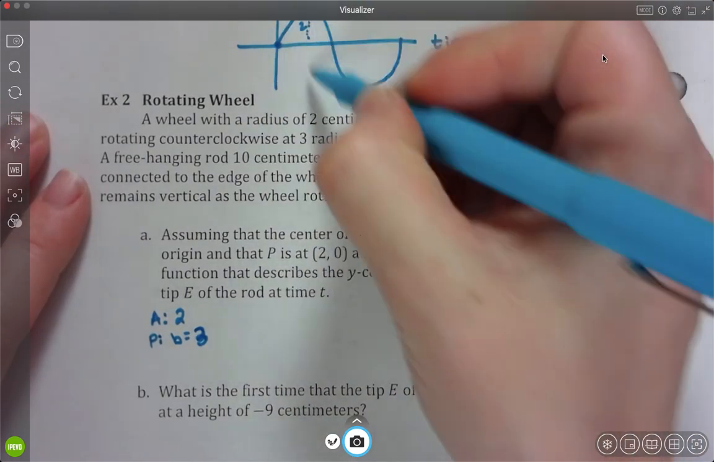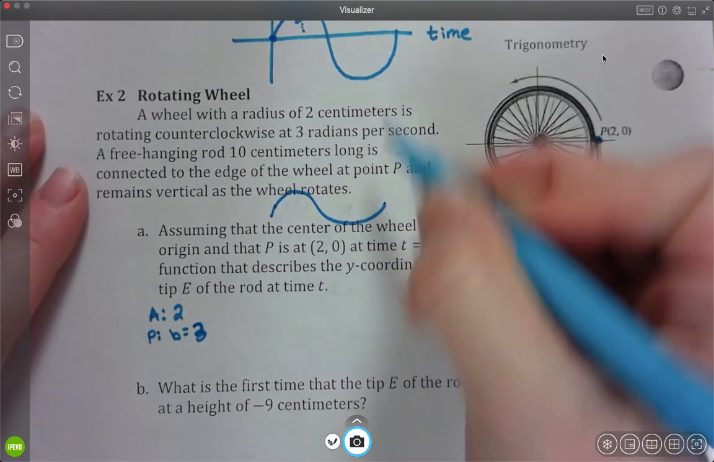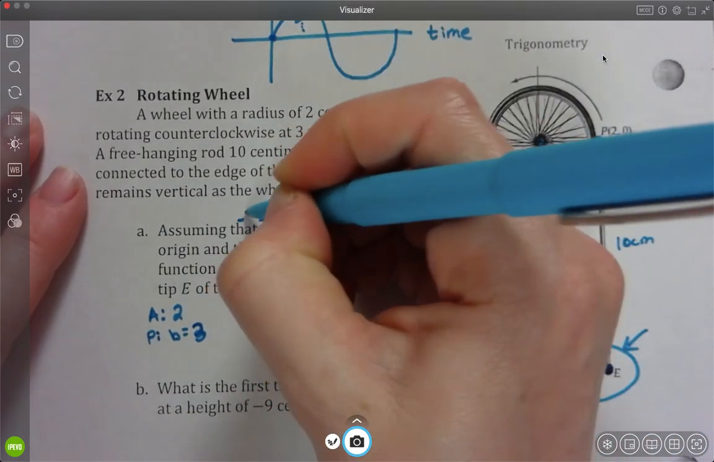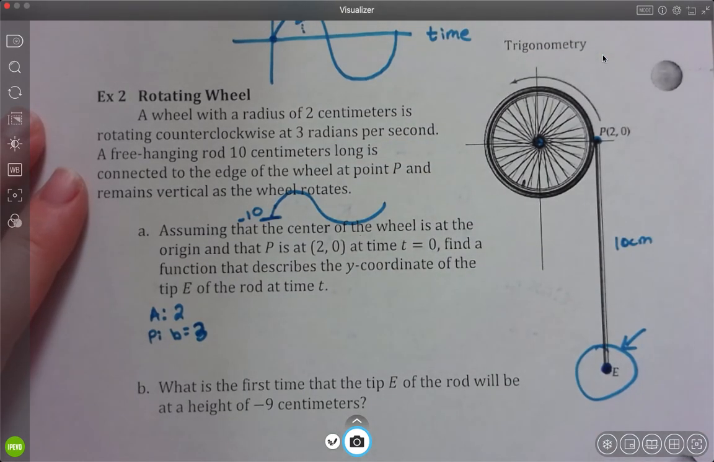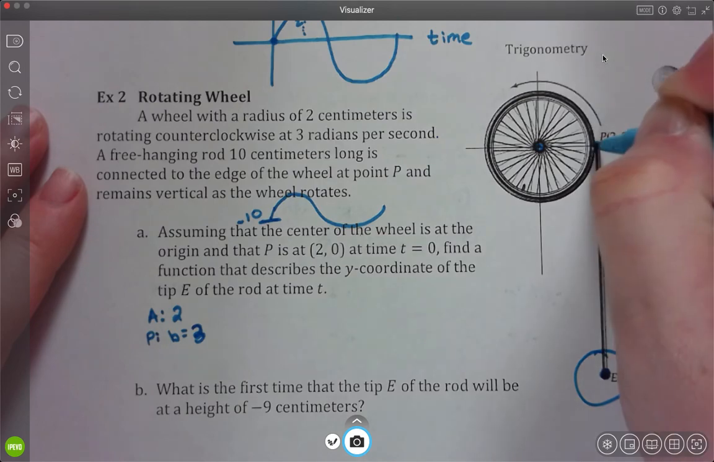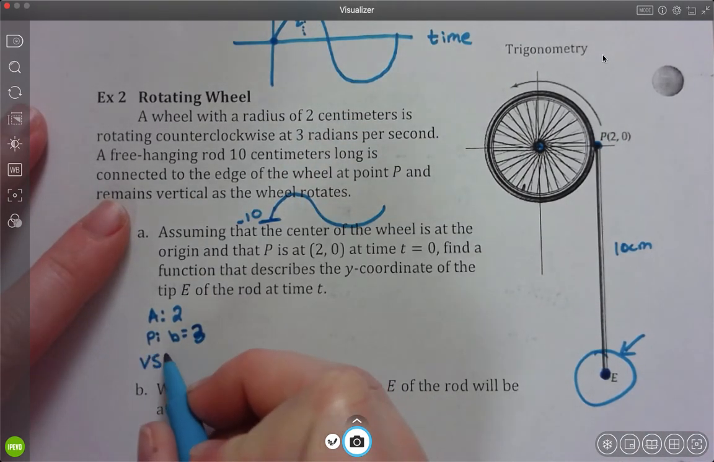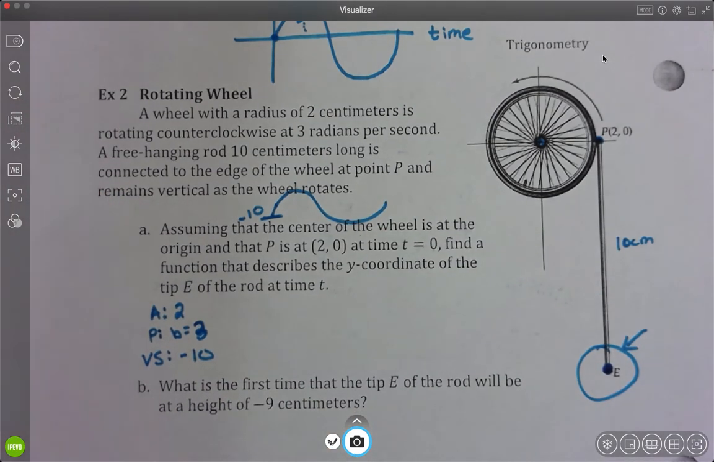I'm looking at the bottom of the rod, which is going to be down below here, and it's going to start at negative 10. So I'm looking at the tip of that rod rather than this point up here, which means my vertical shift is going to be negative 10 units down. I do not have a phase shift, which makes this really nice.